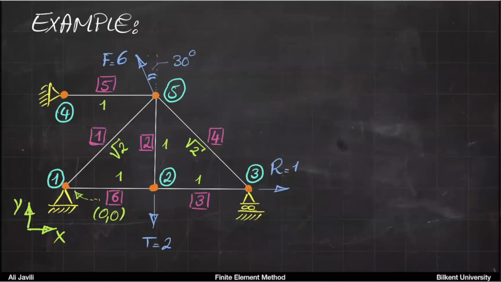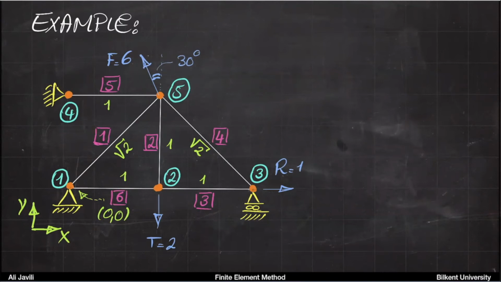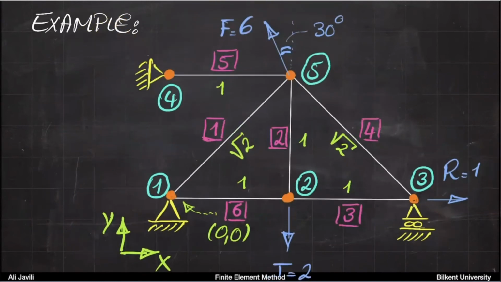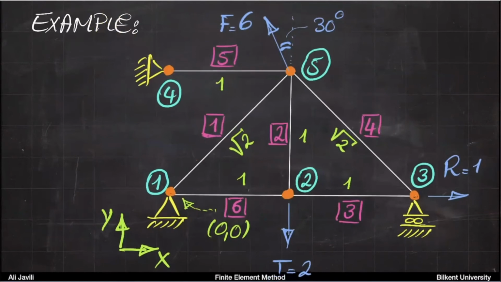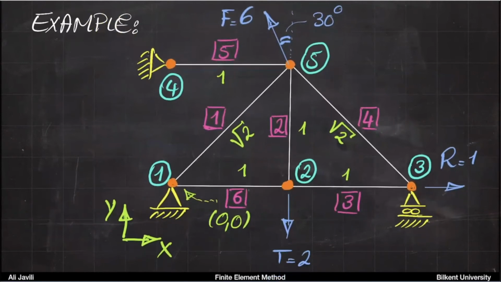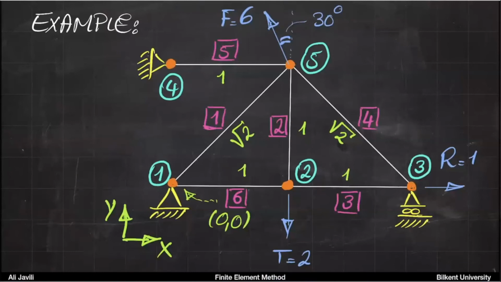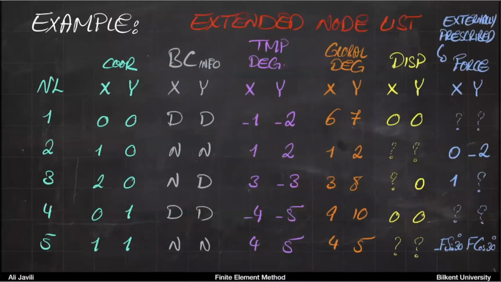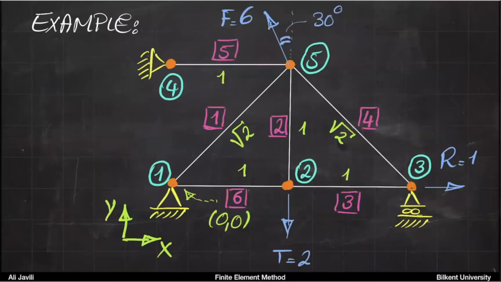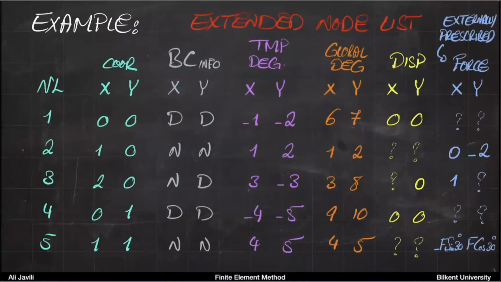Okay, it's getting a little complicated, but I think it's going to be okay. Let's say we use orange color. In orange, I'm going to write these global degrees. So see here, at node 2, we have the global degrees 1 and 2. You can see it here.